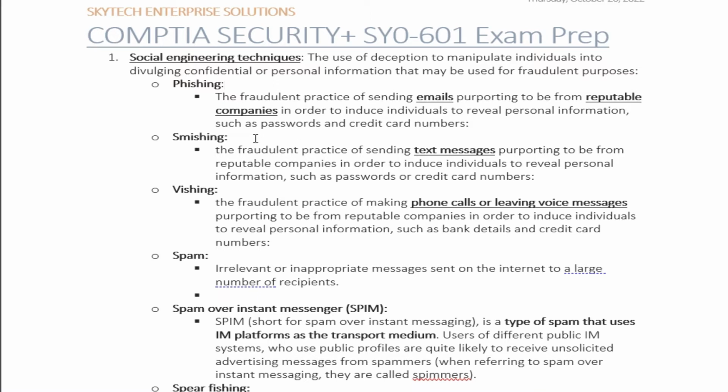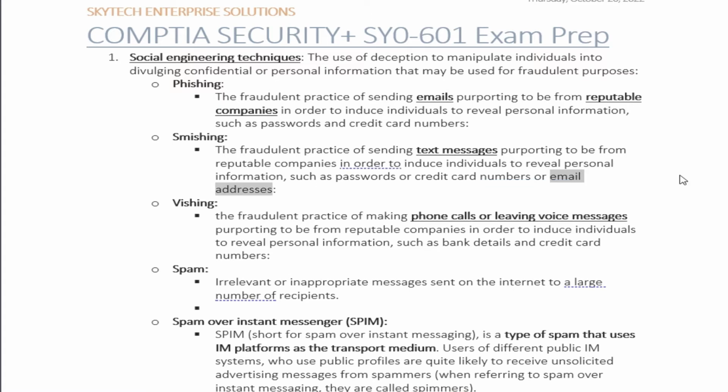All right, the other one we want to look at is called smishing. And these are some pretty cool words, phishing and smishing. And of course, we have vishing down here, but we'll take a look at that shortly. So smishing is the fraudulent practice of sending text messages pretending to be from reputable companies in order to induce individuals to reveal personal info such as passwords or credit card numbers. And I'm going to add here or email addresses, right? And again, I am also going to drop that information here as well.